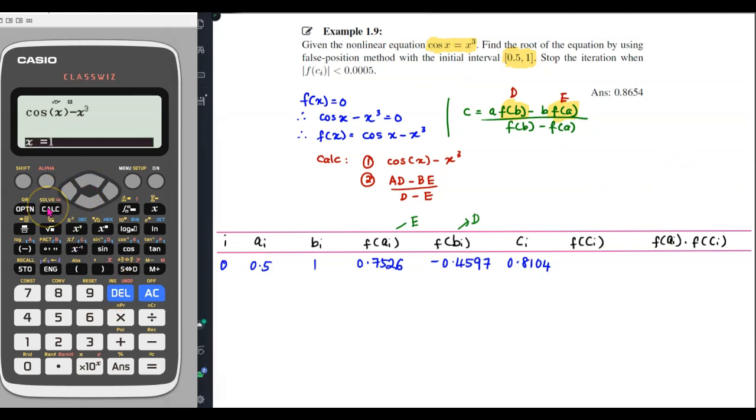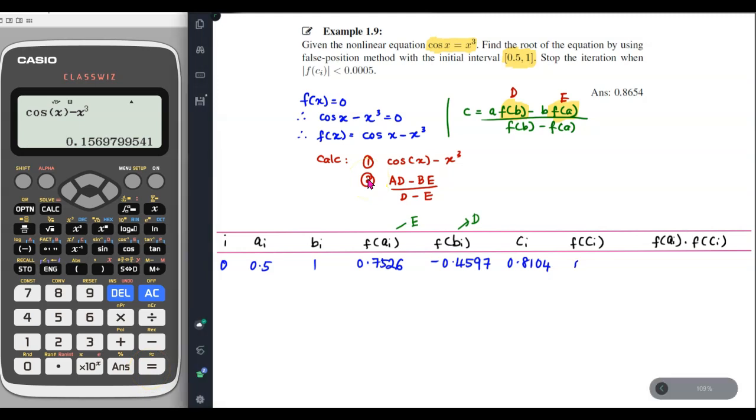Okay, and for the FC, we need to go back to the first formula. This one, press the calculate button and input our X, which is our C, 0.8104. Okay, so we have 0.1570.